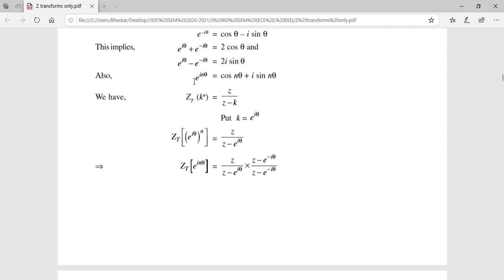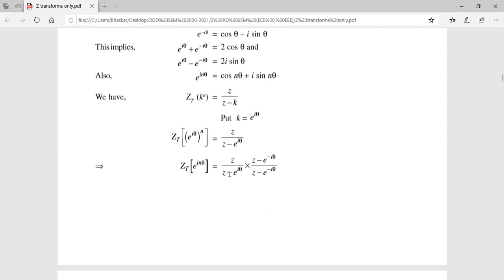Now from this, e power i n theta is equal to cos n theta plus i sin n theta. The Z transform of k power n becomes z by z minus k, which we already know. Now e power i n theta, we write as e power i theta whole power n. Substitute the k value here, e power i theta. Substituting, the denominator has a complex number.